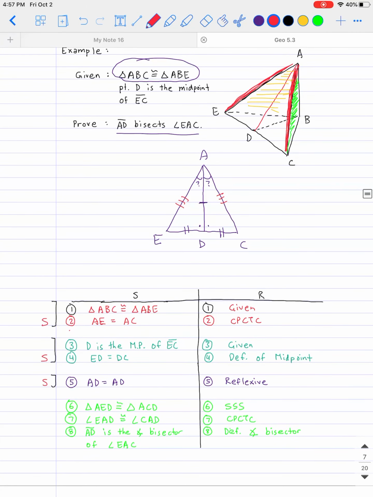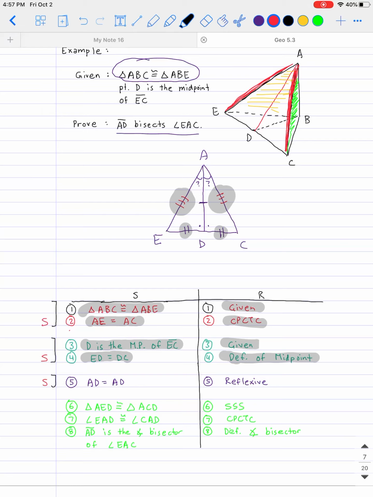All right, so here it is. First, we're going to go ahead and do SSS like we said. Those two triangles on the sides are congruent to each other, so that part is given. Next, we're going to say that AE is equal to AC because of corresponding parts. So right there, we basically nailed this part and this part right here. Next, we're going to look for another side. We're going to say that D is the midpoint of EC, and that one's given. And from there, ED is equal to DC because of the definition of midpoint.